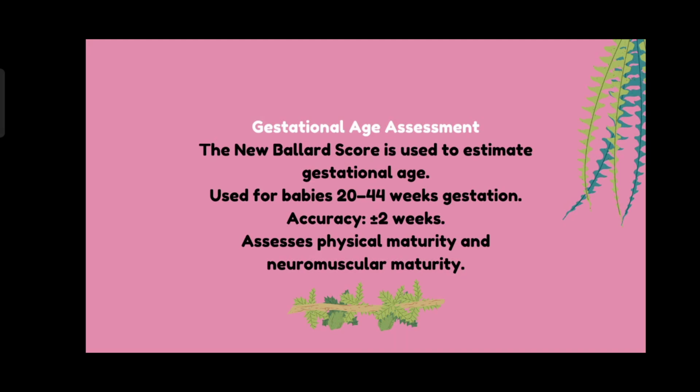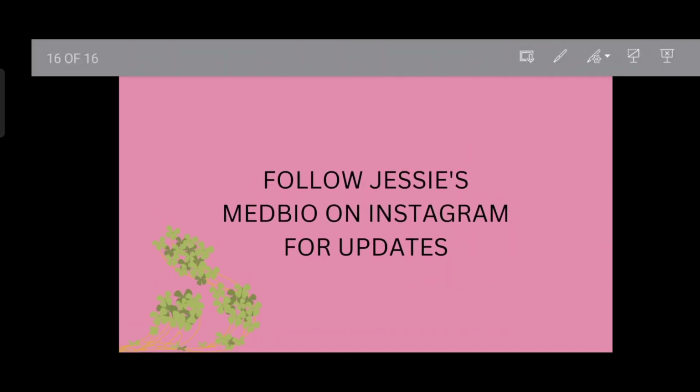Then coming to the gestational age assessment, we are using the New Ballard score. It is the name of the scale or score which we are using to estimate the gestational age. This score we are using for babies between 20 to 44 weeks of gestation. The accuracy will be plus or minus 2 weeks. And here under the gestational age, we are assessing the physical maturity and the neuromuscular maturity of the baby. This is all about the gestational age assessment.